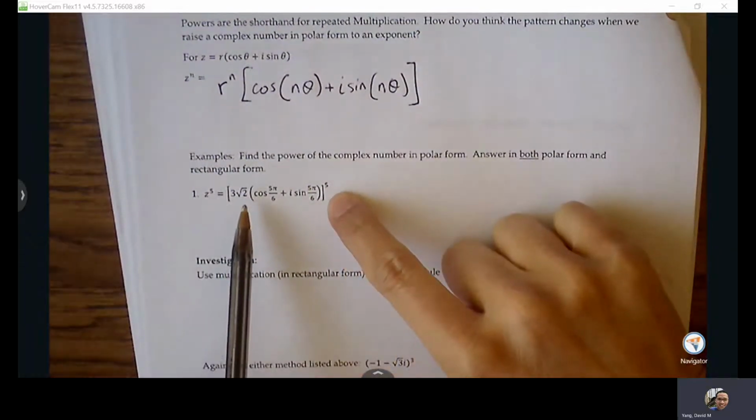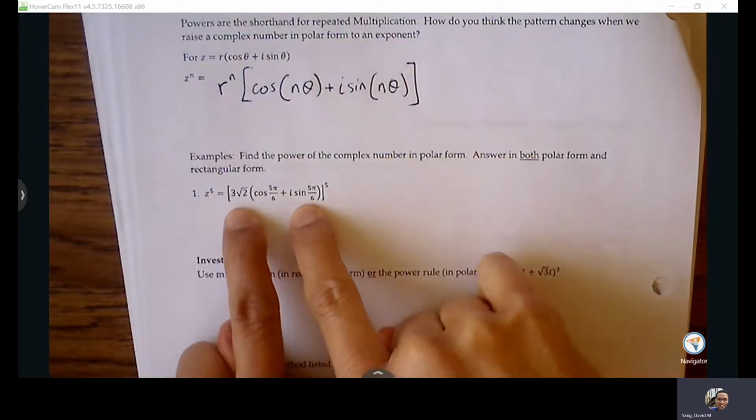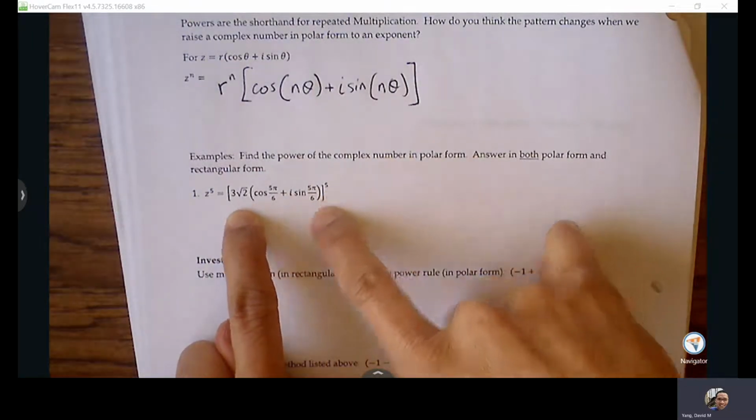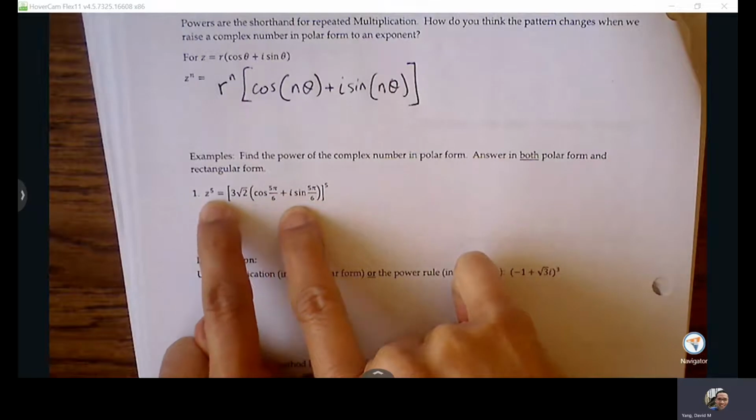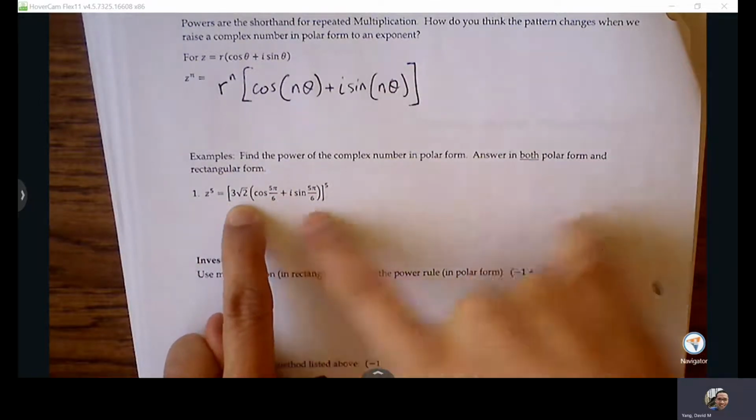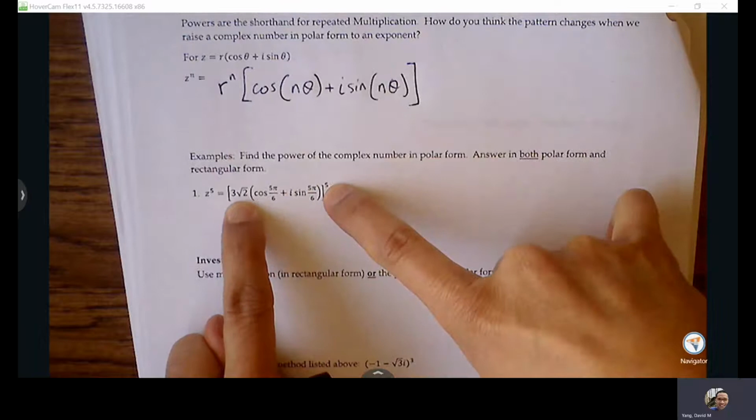Rather than raising this entire thing to the fifth power, we're going to separate it out. So if I want to find z to the fifth, I'm going to be raising just the radius to the fifth power.